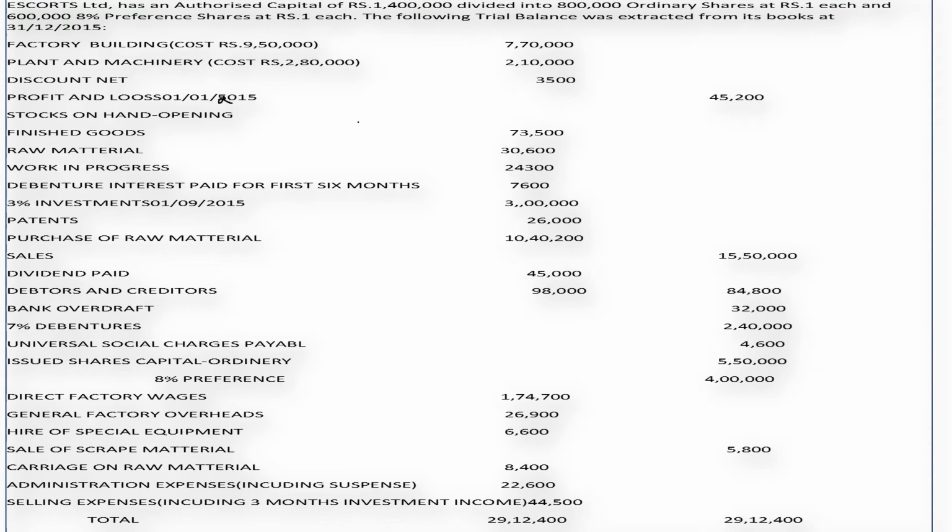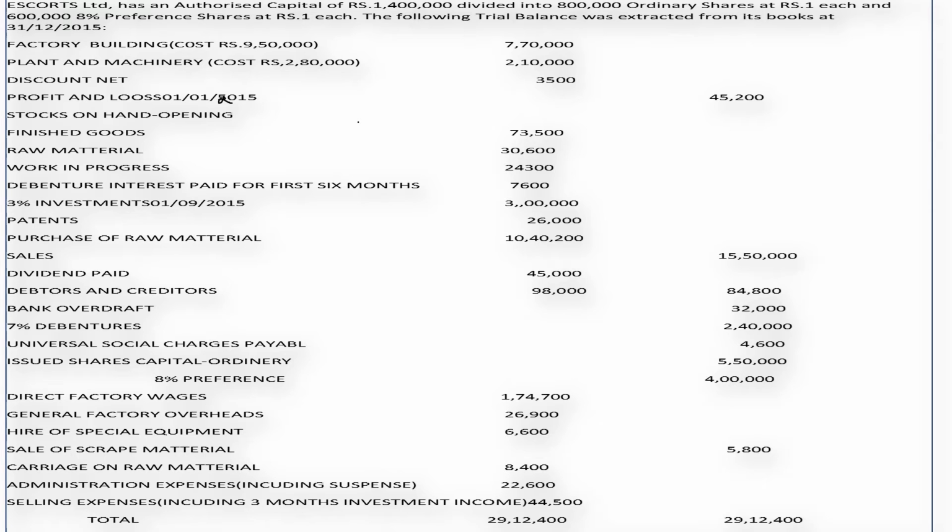Now the question is, Scott Limited has an authorized capital of rupees 14 lakh, divided into 8 lakh ordinary shares of rupees 1 each and 6 lakh 8% preference shares of rupees 1 each. The following trial balance was extracted from its books as on 31st December 2015.